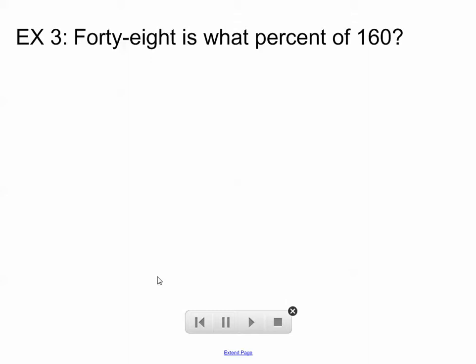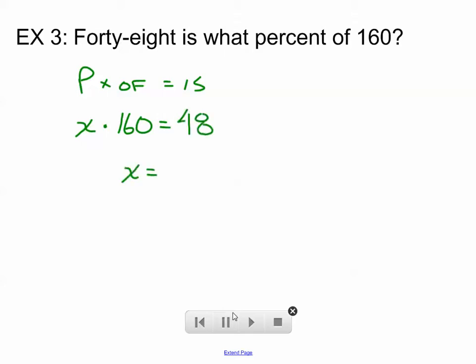$48 is what percent of 160? So write our percent equation down. Percent times of equals is. We're being asked the percent, so that's our variable. Of is 160. And 48 is our is. Divide both sides by 160, and we'll get 0.3. We got to write that as a percent, though, so there's one added step here. 0.3 is 30%. So 48 is 30% of 160.